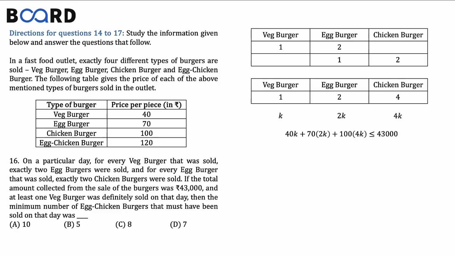They are saying that at least one veg burger was definitely sold on that day. So it's not possible that K becomes 0. That is not possible. Okay. Then the minimum number of egg chicken burgers that must have been sold. So the last one, egg chicken burgers, I have to minimize their number. So from this inequality, we can say 380K is less than equal to 43,000, which means K is less than equal to 113. That's the closest integer we could reach.